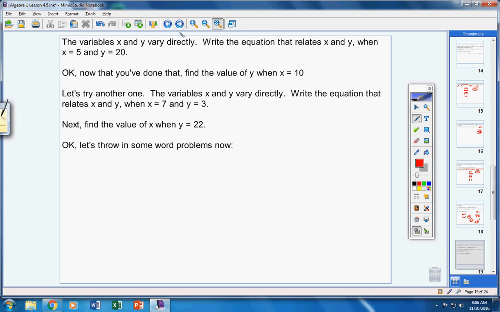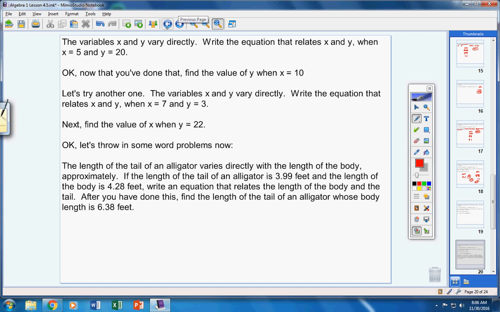Now let's throw in a word problem, okay? Please copy this in your notes. You'll probably want to pause the video and copy it down. The length of the tail of an alligator, look what it does. It varies directly with the length of the body. Approximately, so it's not always exact, but approximately. Now guys, listen to me say this again, this is so important. The tail varies directly with the body. We're going to come back to that later.